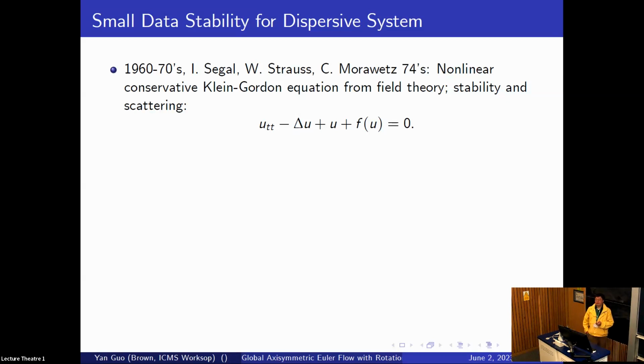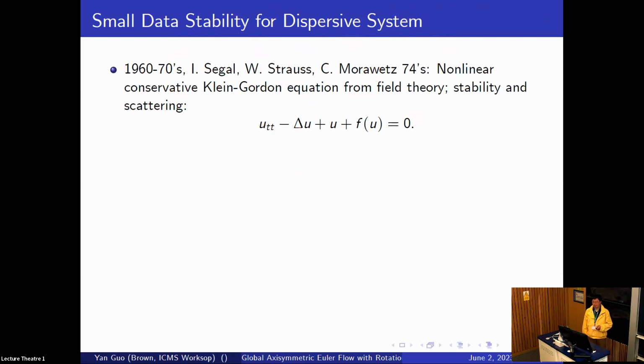So one origin of this result is the so-called... this is the study coming from the field theory, actually, an equation from the field theory, right? So one model problem I'm going to consider is the so-called Klein-Gordon equation, the nonlinear Klein-Gordon equation. This was a collection of work by Segal, Strauss, and Morawetz, starting from the 60s, 70s. So the model problem is this nonlinear Klein-Gordon equation.